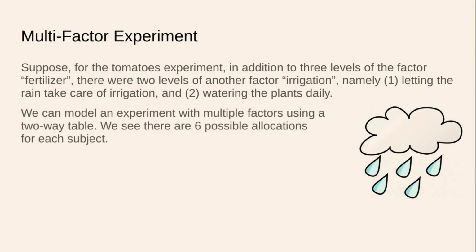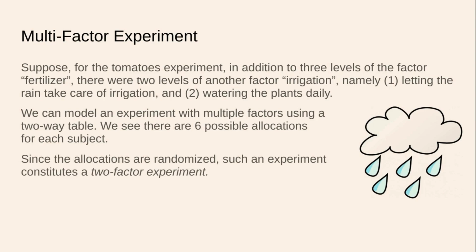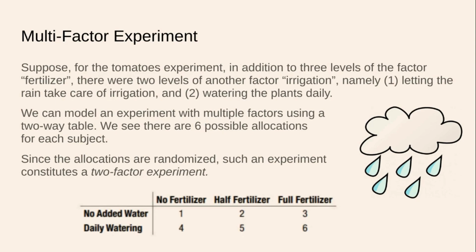So we can model an experiment with multiple factors using a 2-way table. All right, so this will look a little familiar. We see there are 6 possible allocations for each subject. And since the allocations are randomized, such an experiment would constitute a 2-factor experiment. So that randomization makes it a true experiment. Okay, so here's how we'd model this.